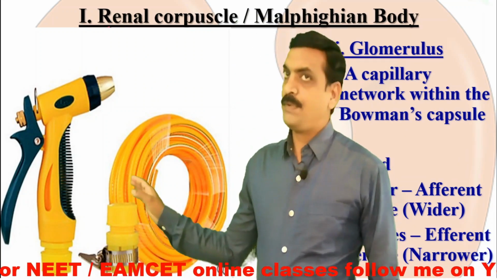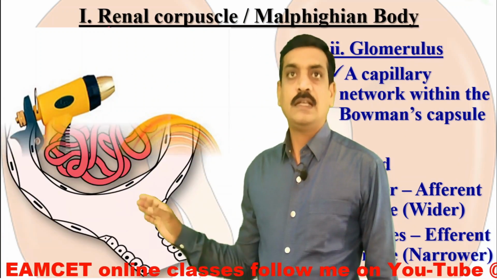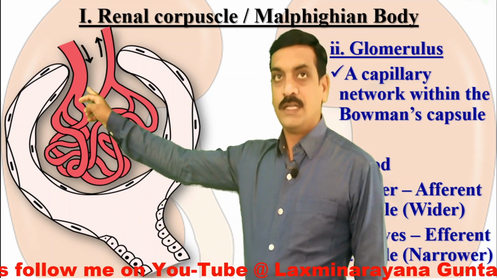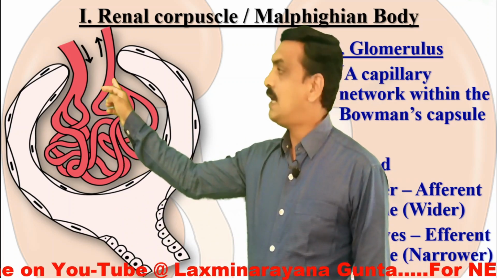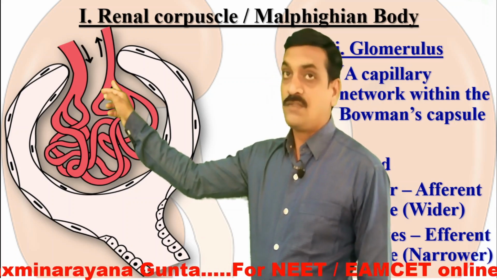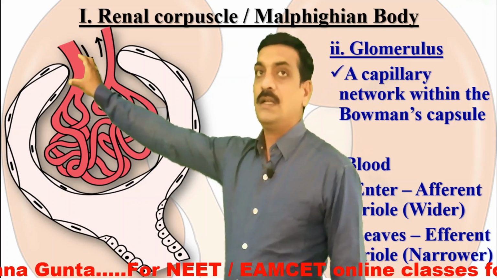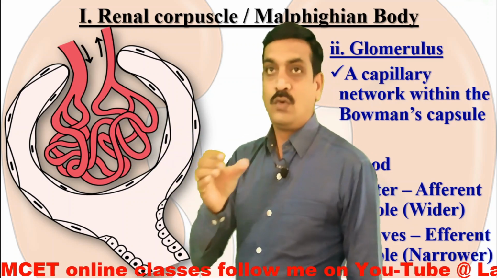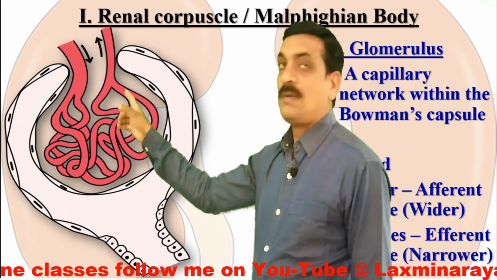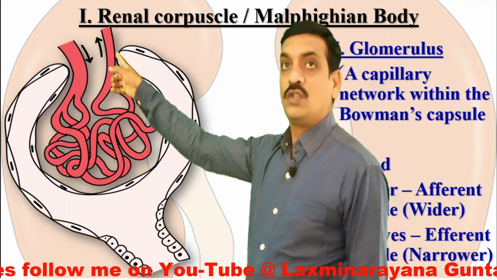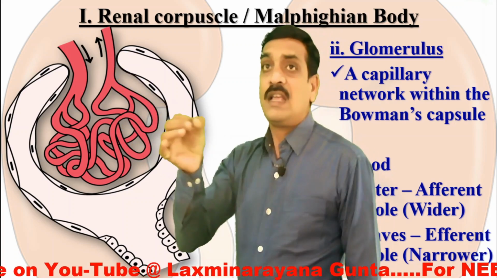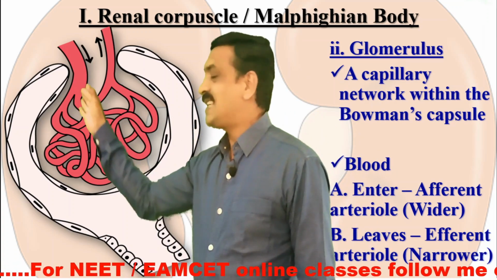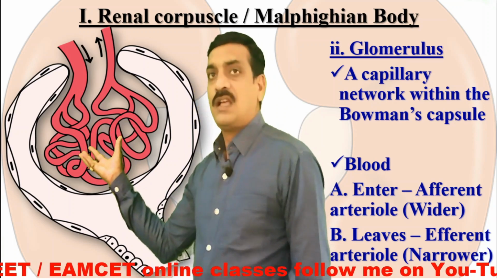The same principle is involved in the Malpighian body also. The afferent arteriole is wider, whereas the efferent arteriole is narrower. Because of this arrangement, the blood which comes into the glomerulus through a wider pipe, the afferent arteriole, has to move out through the efferent arteriole. Since the exit pipe is narrow, what happens? Automatically the blood exerts more pressure on the glomerulus.